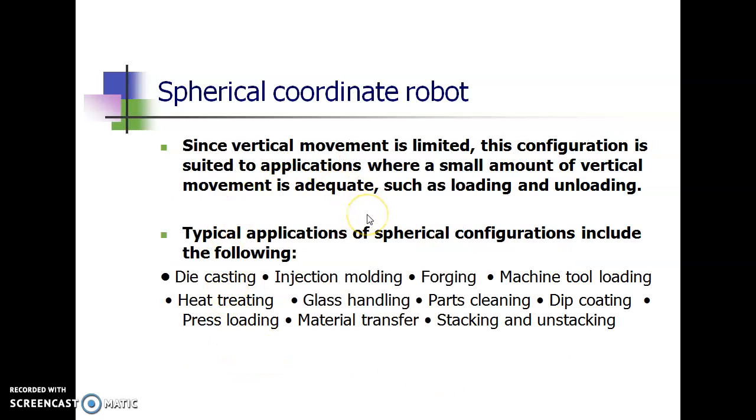So next one is the applications. Here the vertical movement is limited. The configuration is suited for applications where a small amount of vertical movement is adequate, such as loading and unloading. These applications like die casting, injection molding, forging, machine tool loading, heat treating, glass handling, parts cleaning, dip coating, press loading, material transfer, stacking and unstacking, in all these cases the spherical coordinate robot is mainly used for loading and unloading.